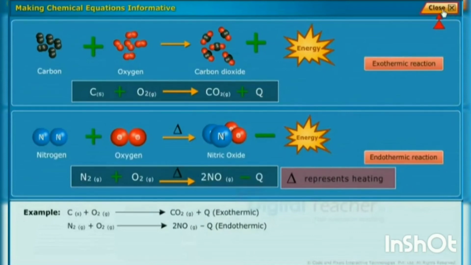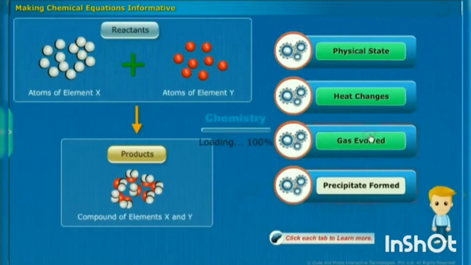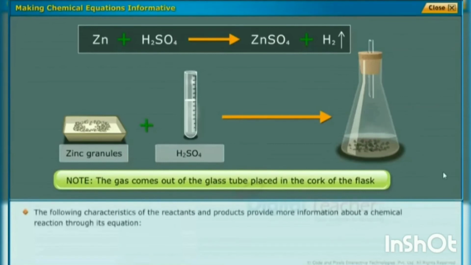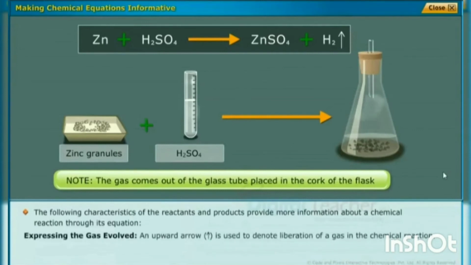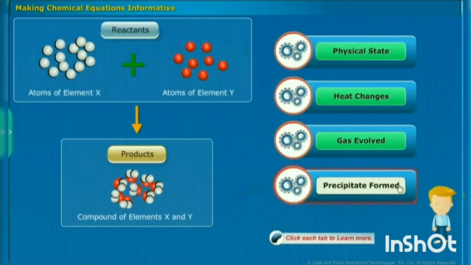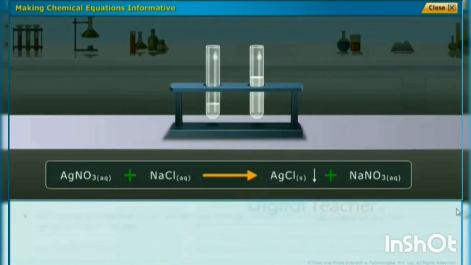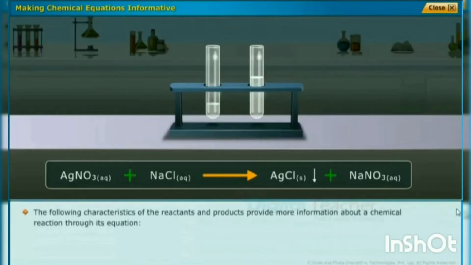If there are any gaseous products or reactants in the reaction, they may be expressed by an upward arrow, which is used to denote liberation of gas, or you can say evolution of gas, during a chemical reaction. Certain reactions proceed by formation of precipitate, and if any solid insoluble precipitate is formed during a chemical reaction, it is denoted by a downward arrow.